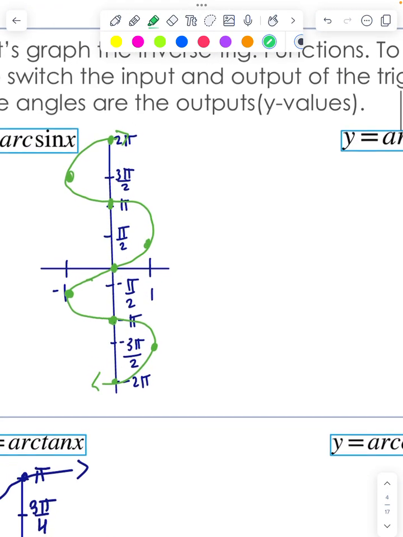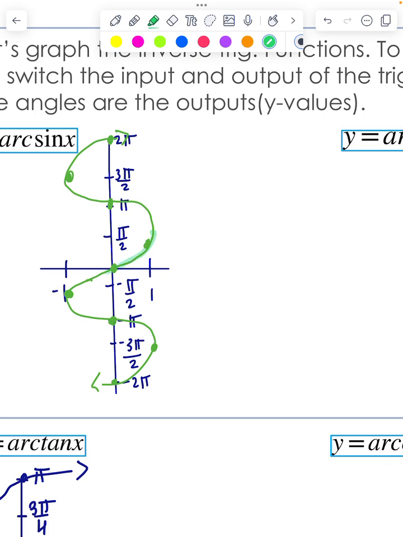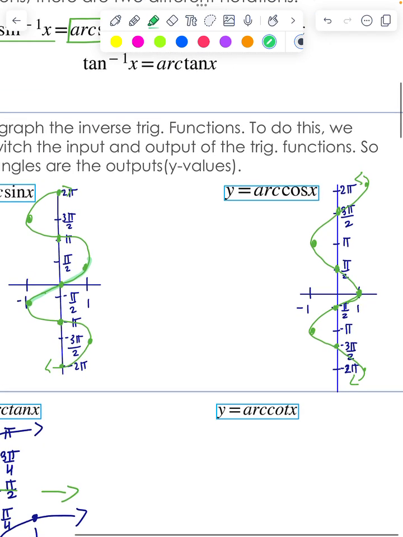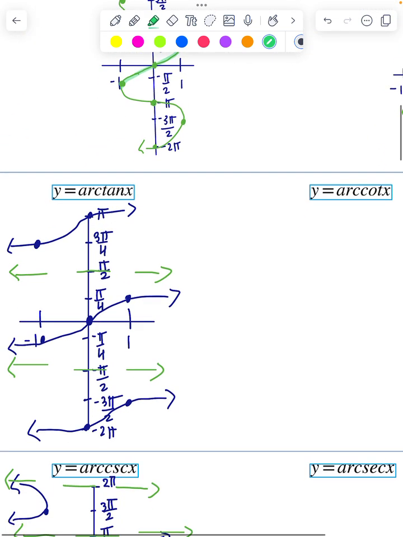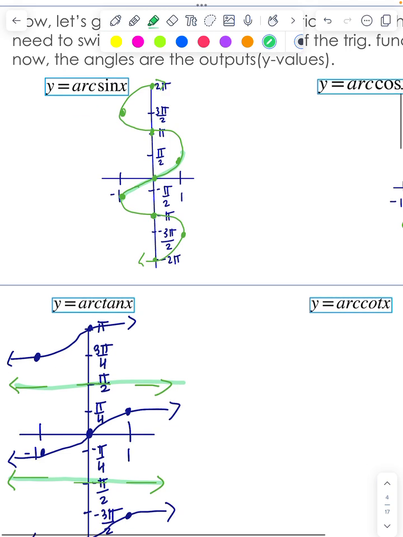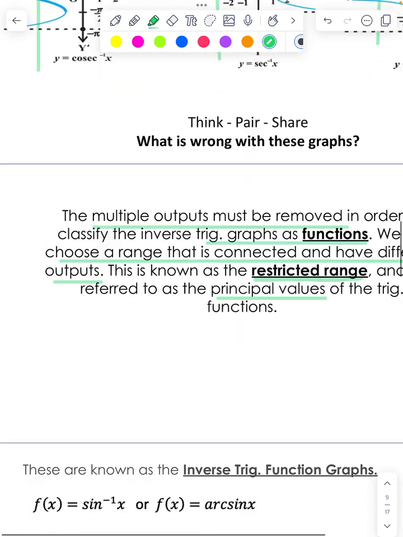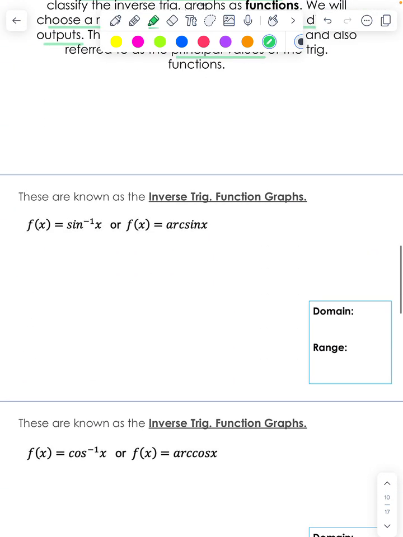So for sine, we're going to choose this part from negative pi over 2 to pi over 2. For cosine, we're going to choose from 0 to pi right there. Cotangent is going to be from negative pi over 2 to pi over 2, and so on. So we're just going to take those little pieces of the graphs for the inverse trig function graphs.